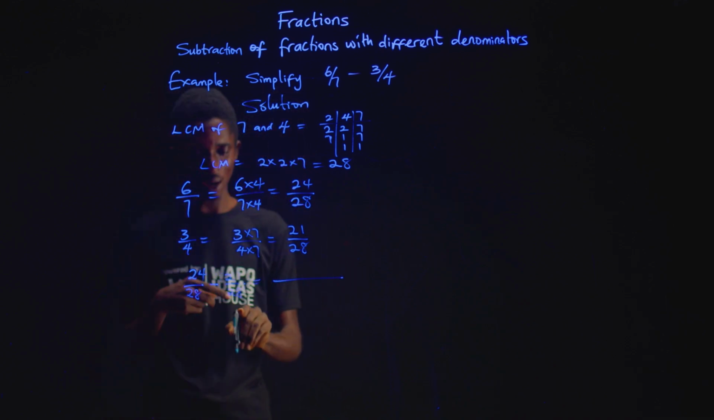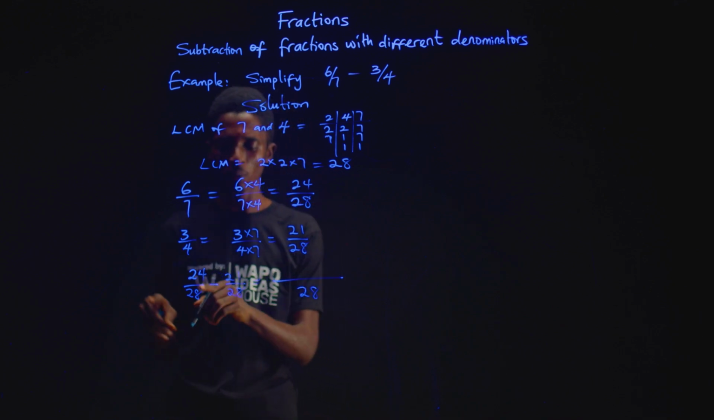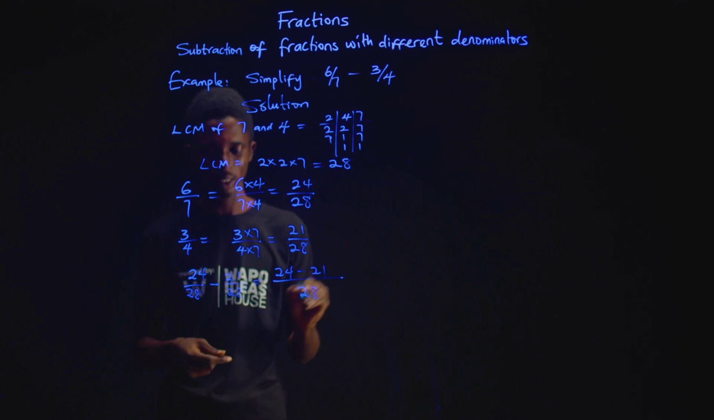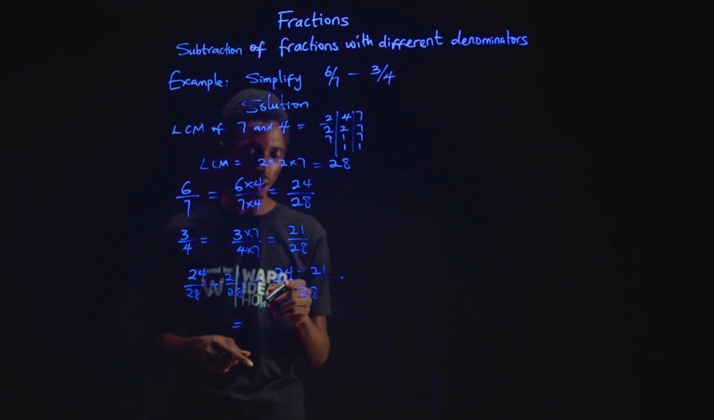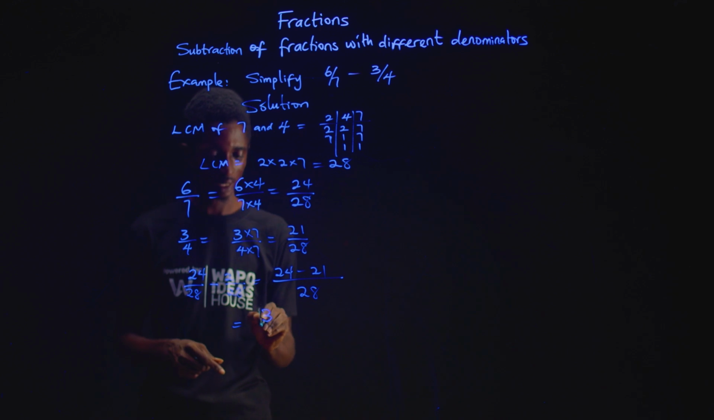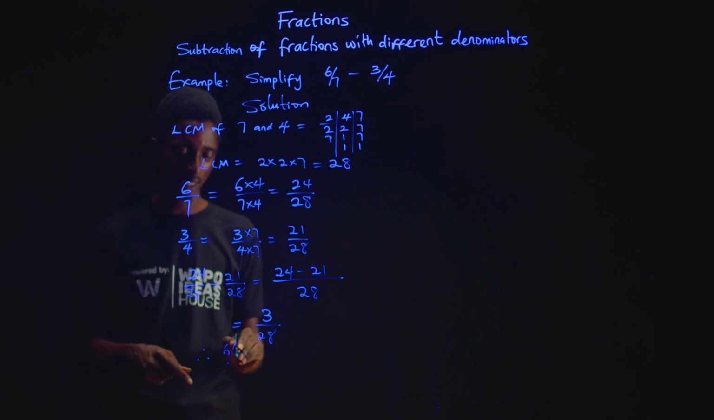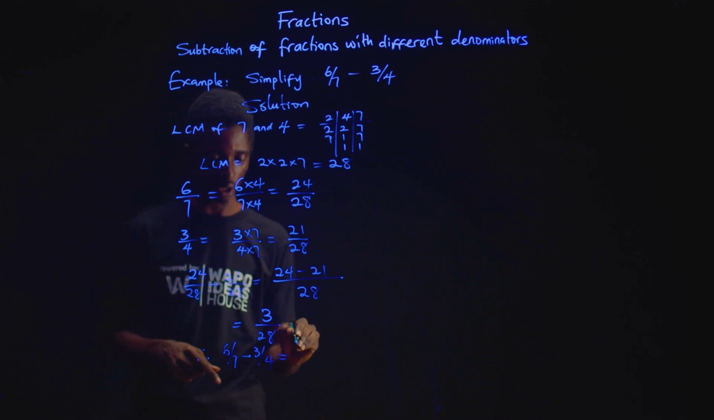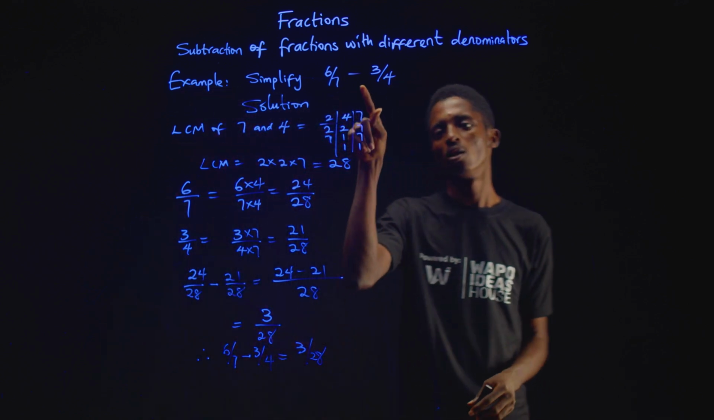Now, we write down our common denominator, which is 28, and then we subtract the numerators, that is 24 minus 21. And this will give us, now 24 minus 21 is 3 over 28. So we can conclude to say 6 over 7 minus 3 over 4 would give us 3 over 28. And that is the solution to this problem.